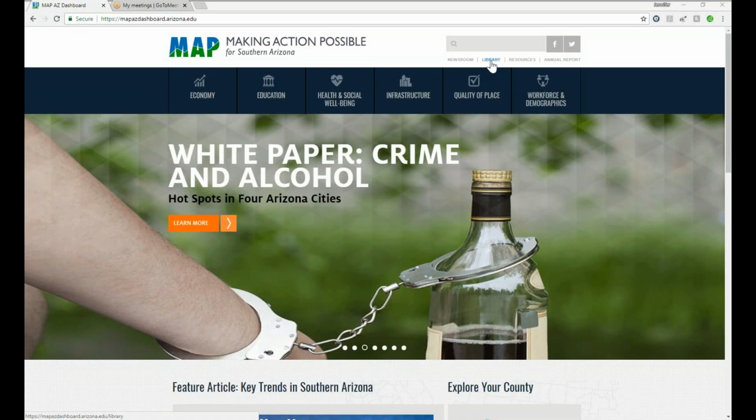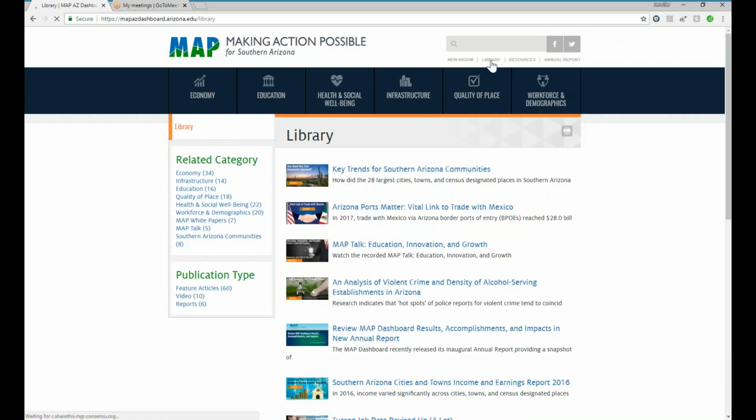So I'm going to go up to the library link, click on this, and this is going to take us to an archive of all of the feature articles that we've published on the Map Dashboard for the past 4 years. So you'll see the map launched about 4 years ago. So you have every single article to date here in the library. We have them listed by category. So if you click on Southern Arizona Communities, you'll see that we've written 8 articles over those years.